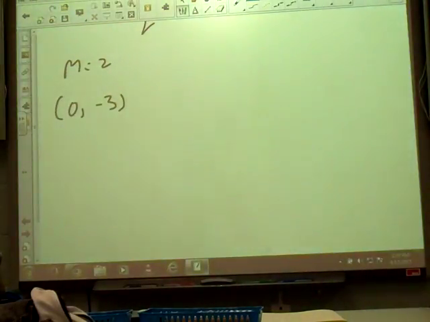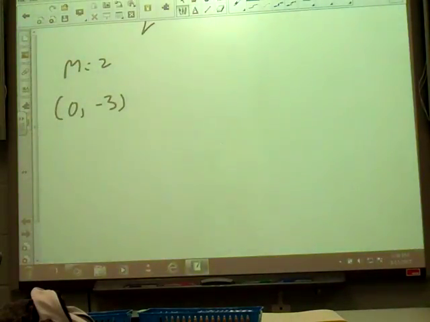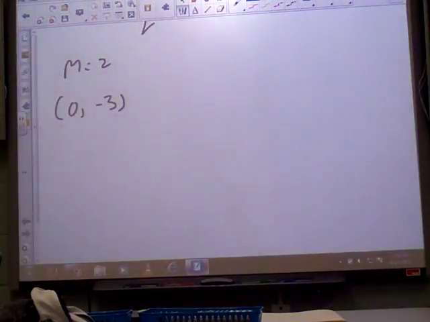Let's get going. It says find an equation of the line with a slope of 2 at a point of 0, negative 3. So we're asked to find an equation of a line that has a slope of 2 and a point of 0, negative 3. There's something special about that point 0, negative 3. What is it that's special about that point?